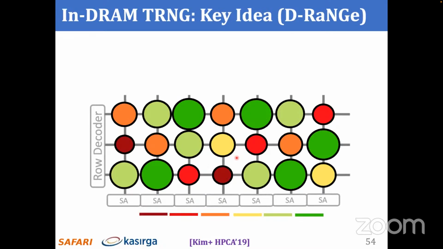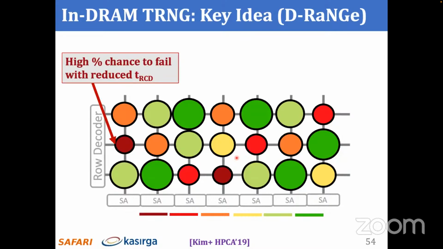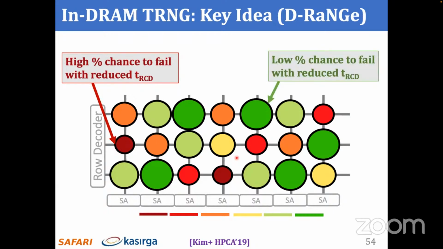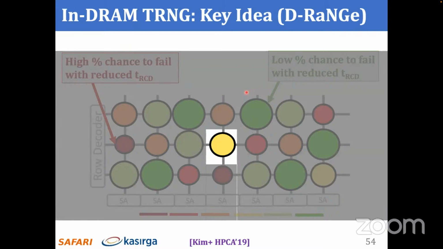The key idea of D-range is that there is a variation in error distribution when we access DRAM cells with a reduced TRCD timing parameter. So there are cells that are very likely to fail when you access them with a reduced TRCD, and there are cells that have very low chance of failure when you access them with reduced TRCD. And it makes the key observation that there are some cells that fail with 50% chance, so essentially randomly fail when you access them with reduced TRCD.